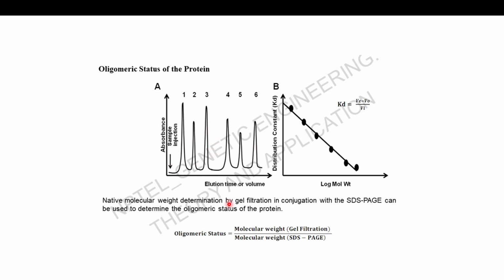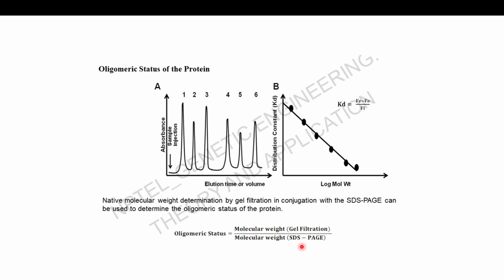Okay, so this is just an example. Native molecular weight determination by gel filtration in conjugation with SDS-PAGE can be used to determine the oligomeric status of the protein. Because SDS is denaturing, it will show the protein in its monomeric form.